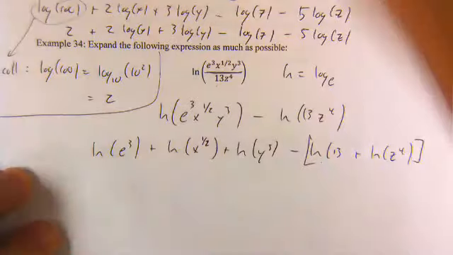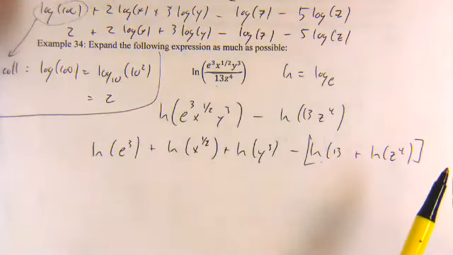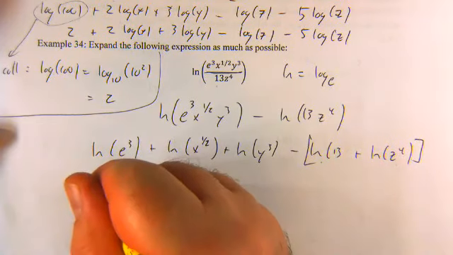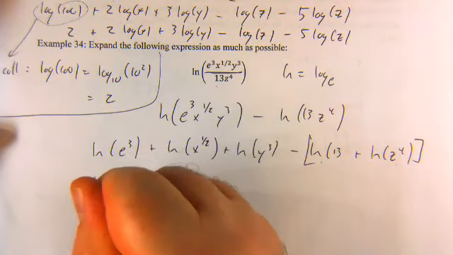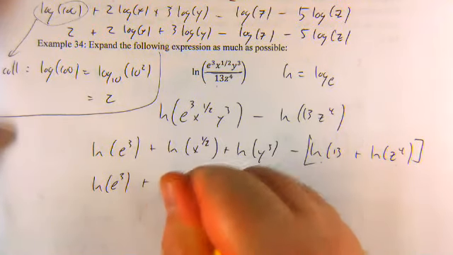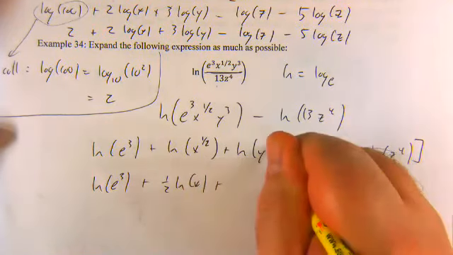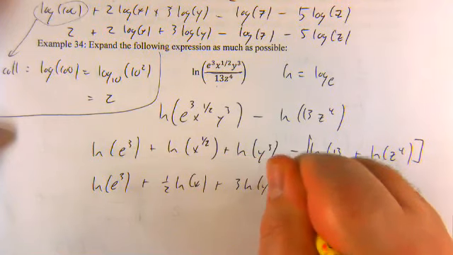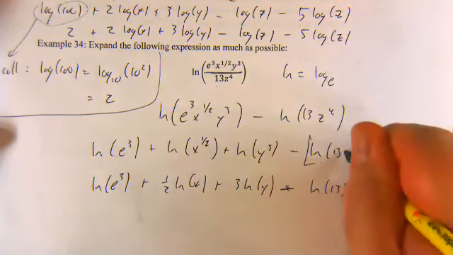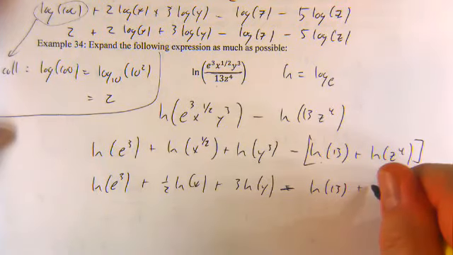Okay. So now deal with the powers. We'll just leave this alone for now. Log x to the 1/2, the 1/2 comes out front. 3 log y, that comes out front, minus ln of 13, minus 4 ln of z.